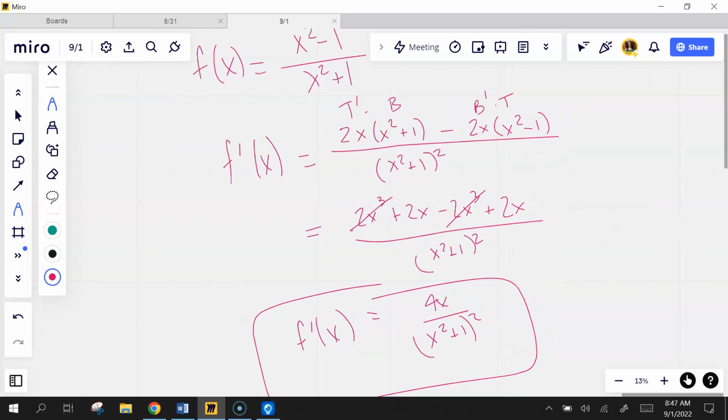This one, you might have done, they're very similar. The top and the bottom are very similar. They're just a sign difference. So the top is the subtraction. The bottom is the addition.